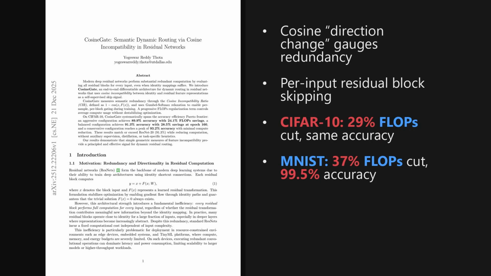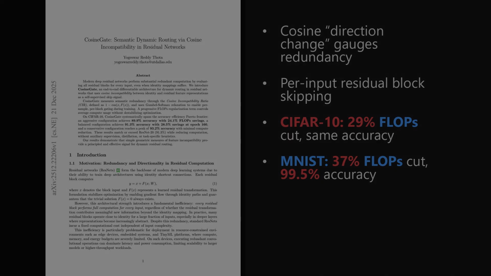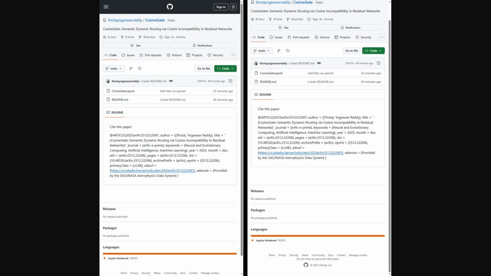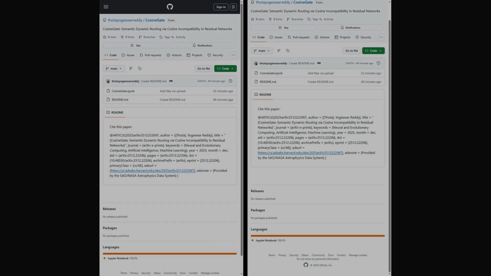The paper is titled CosineGate: Semantic Dynamic Routing via Cosine Incompatibility in Residual Networks. And, as we will see later, the key idea is surprisingly geometric, but it translates into very practical compute savings. Also, the authors shared a GitHub repo to go with CosineGate, and it is pretty lightweight. Right now it mainly includes a single Jupyter notebook, CosineGate.ipynb, plus a basic README so listeners can inspect the core implementation and run through the method in a notebook workflow.